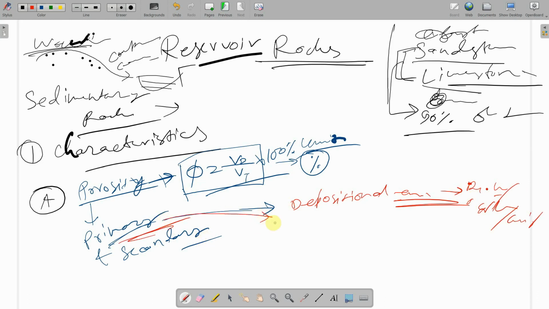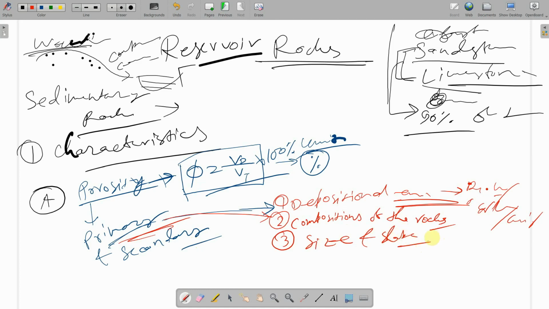Now the second parameter: the nature of the primary porosity depends on, first, the depositional environment, second, the composition of the rock, and third, the size and shape of the constituents, the size and shape of the mineral grains.